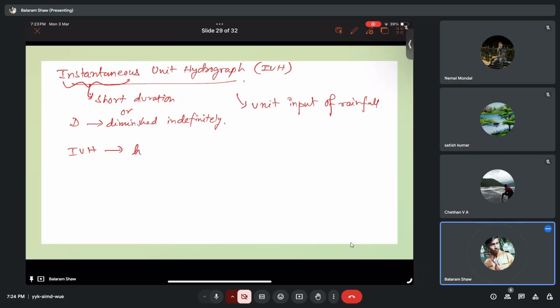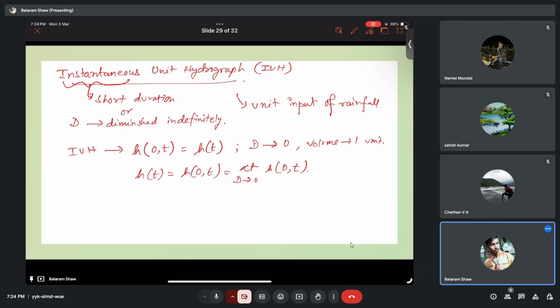So it will be like h at any short duration time will be equals to h of t, right? Where duration tends to 0 as a limit. So if you write limit D tends to 0, but volume remains 1 unit, correct? So we also write it as, let's say, h of t is equals to h of 0 comma t, or limit t tends to 0 h of t comma t.